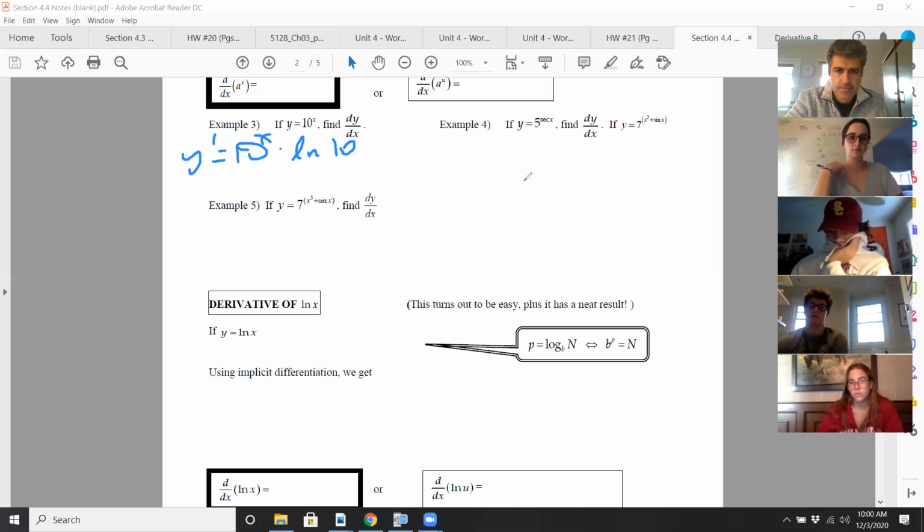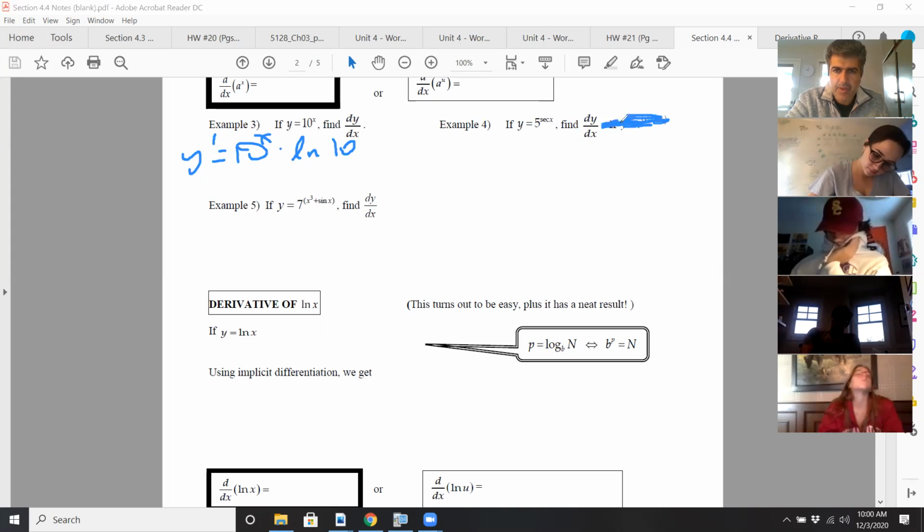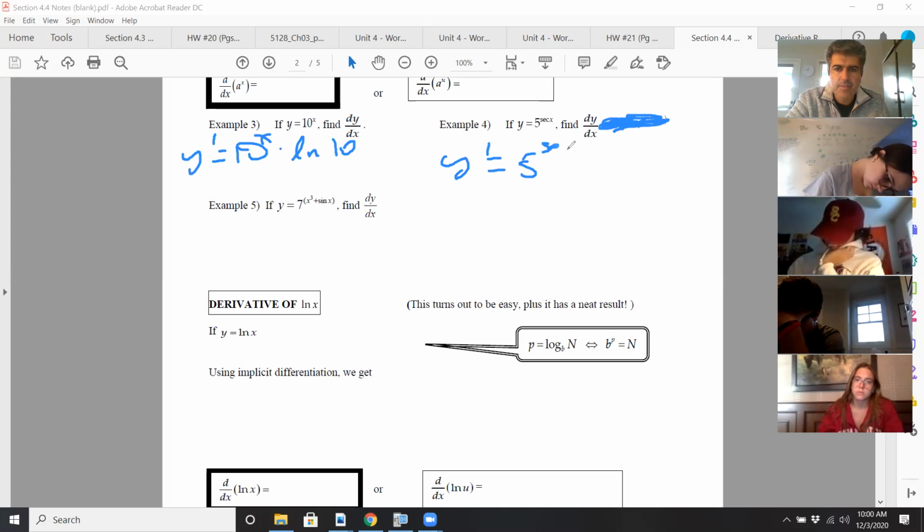Here, I'm not sure why that's there. It looks like that's a typo. Cross it off. Here, the derivative is going to be 5 secant x, but then times derivative secant x. Oh, sorry, and natural log 5, my bad. Times natural log of 5, and then times derivative secant x.